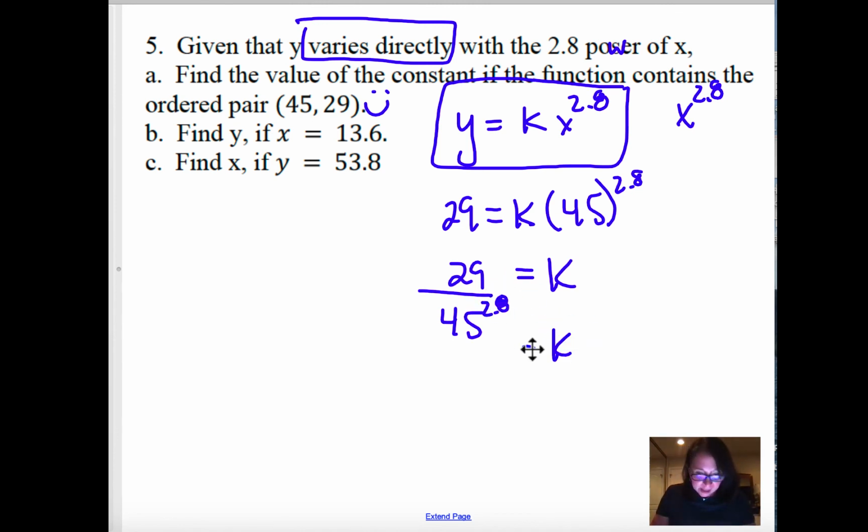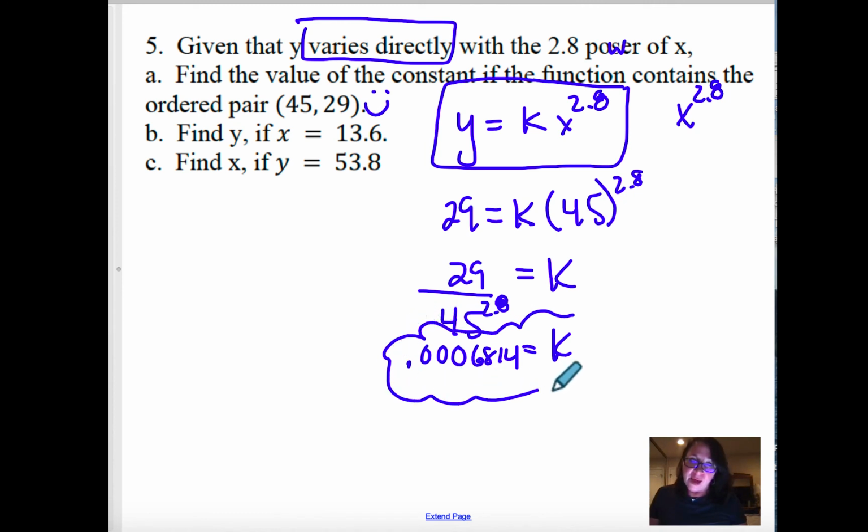And so what I get, k is equal to... Hold on, I'm thinking. K, boom. It's like 0.0006814. Okay, awesome. So 0.0006814, that's k. So again, happy dance, circle that, and plug it back in.